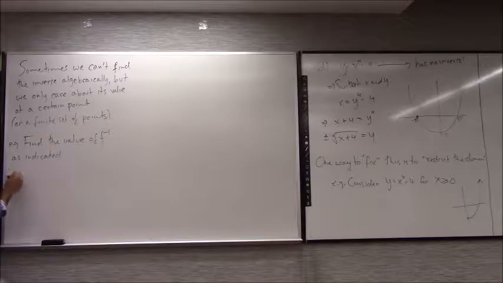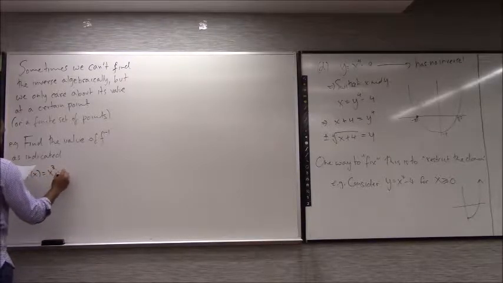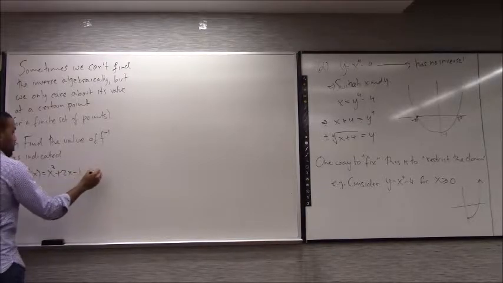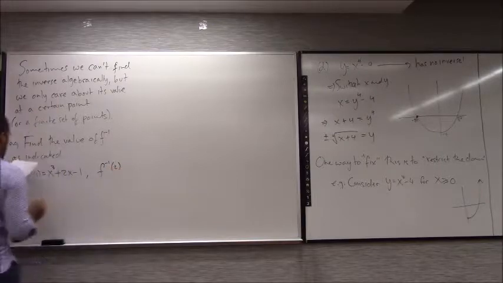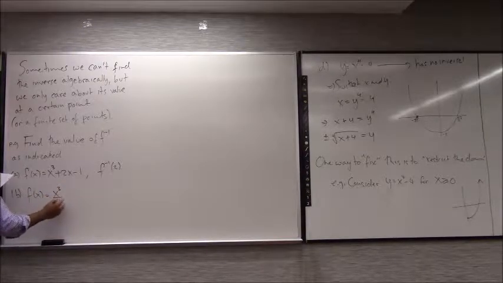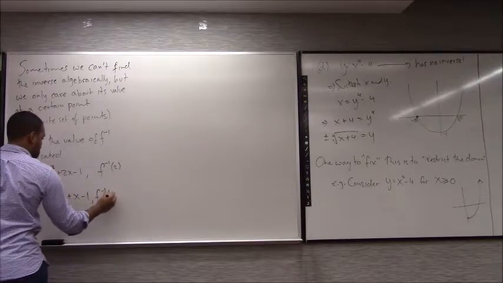Example. Okay, so in A, f of x equals x cubed plus 2x minus 1. I want you to find f inverse at 2. B, f of x equals x cubed over 4 plus x minus 1. F inverse at 3.